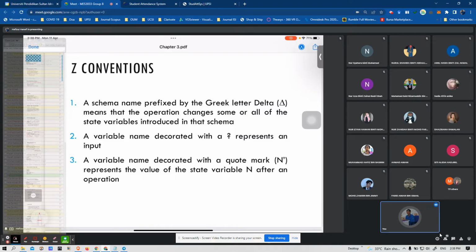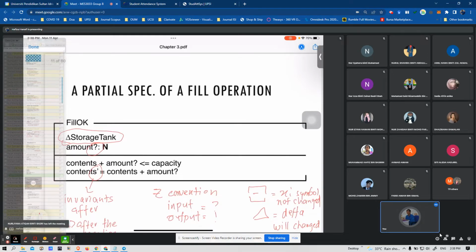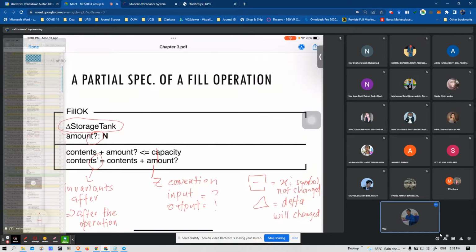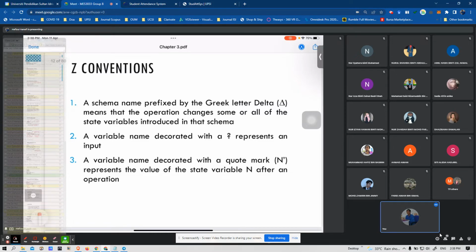It means that the operation changes the state variables introduced in that schema. The input name is decorated with a question mark, and the name decorated with a quote mark represents the value set after the operation, or we can call it the invariant after the operation.